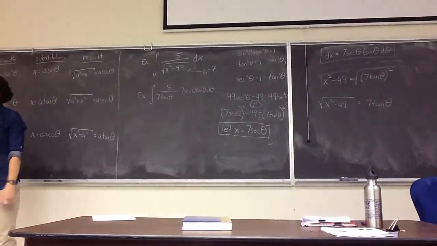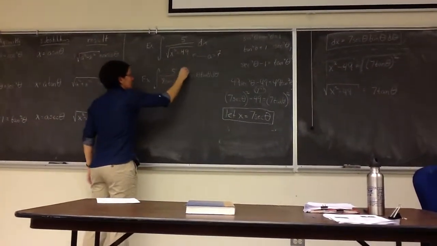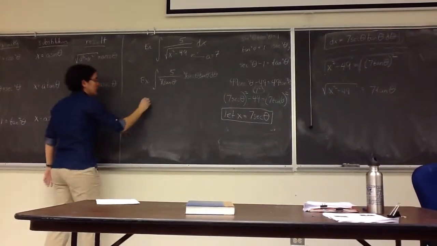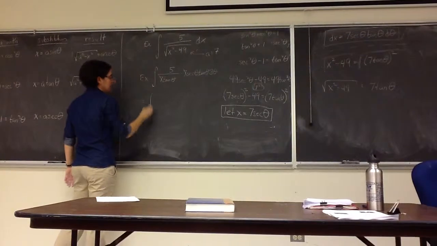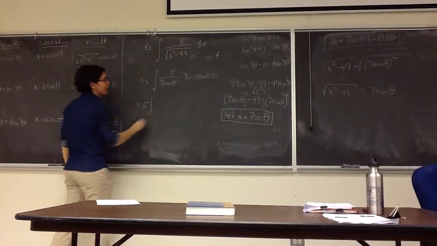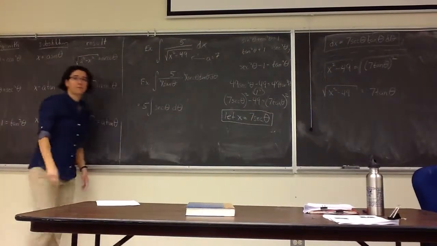All right, so now we can look at this and say, okay, everything's in terms of thetas. What can we cancel? We can cancel the 7s, cancel the tangents, and we're left with the integral. I'm going to pull the 5 out in front. We've got 5 times the integral of secant theta d theta.